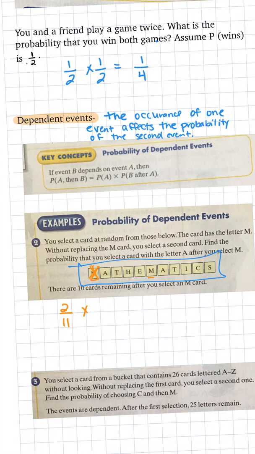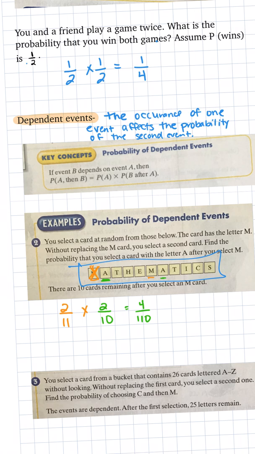So there's 2 A's out of 10. And now we multiply these together. So then we get 4 out of 110. So the probability of selecting M and then A is a 4 in 110 chance.